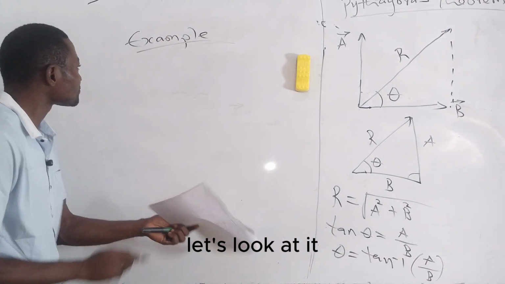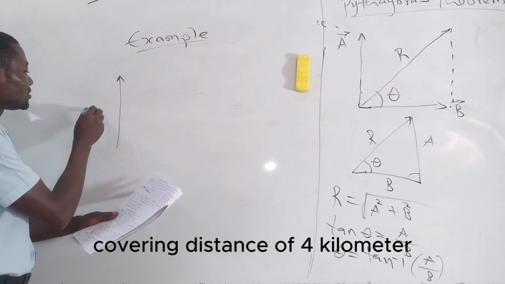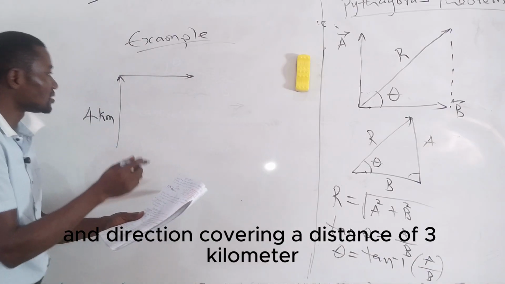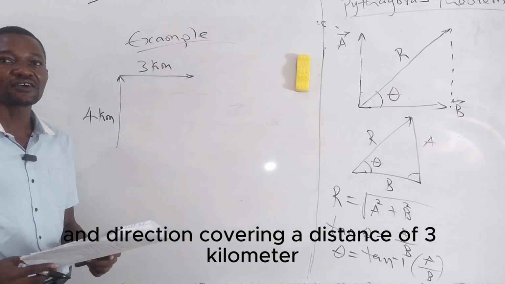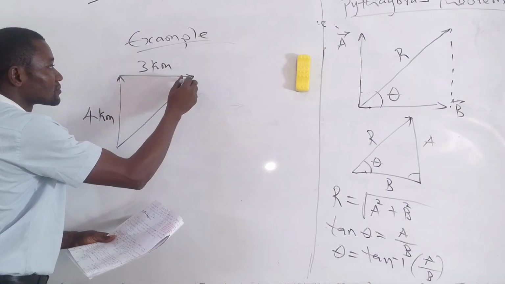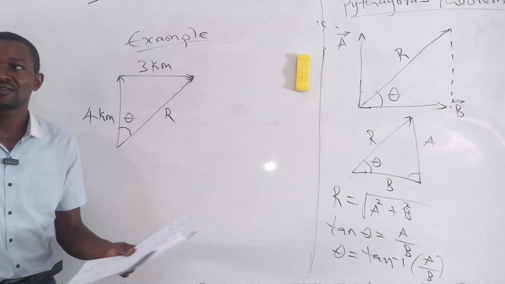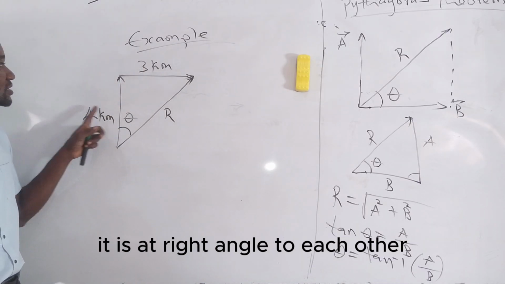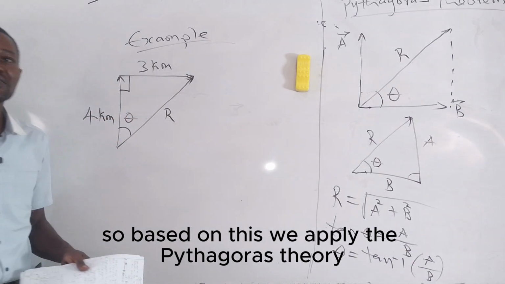Okay, let's look at it. A boy running in the northern direction, covering a distance of 4 kilometers, changing his direction to the eastern direction, covering a distance of 3 kilometers. We are to find the resultant R, and also the direction. If you look at it, the two vectors are at right angle to each other. So based on this, we apply Pythagoras theorem.